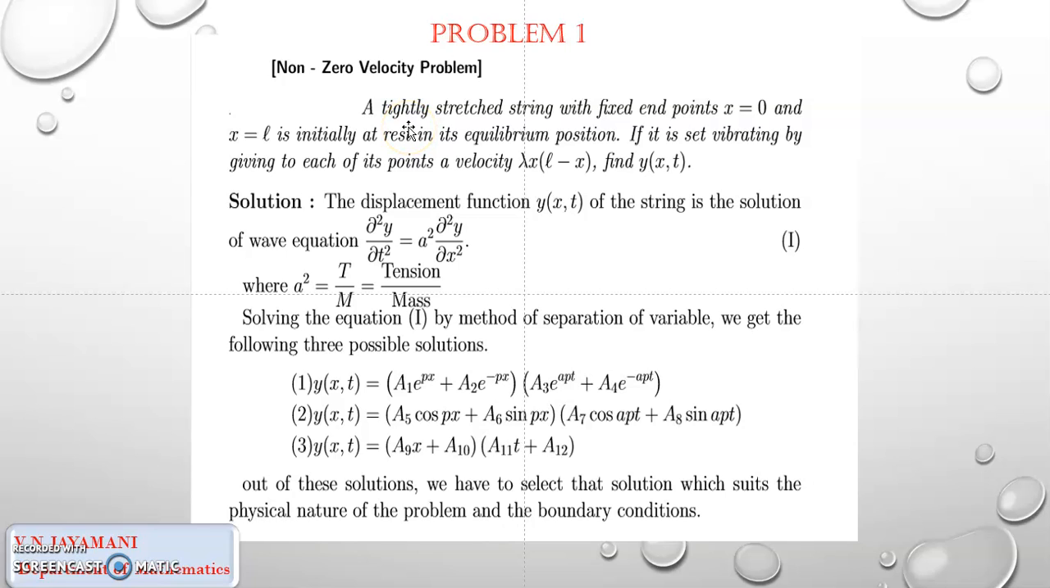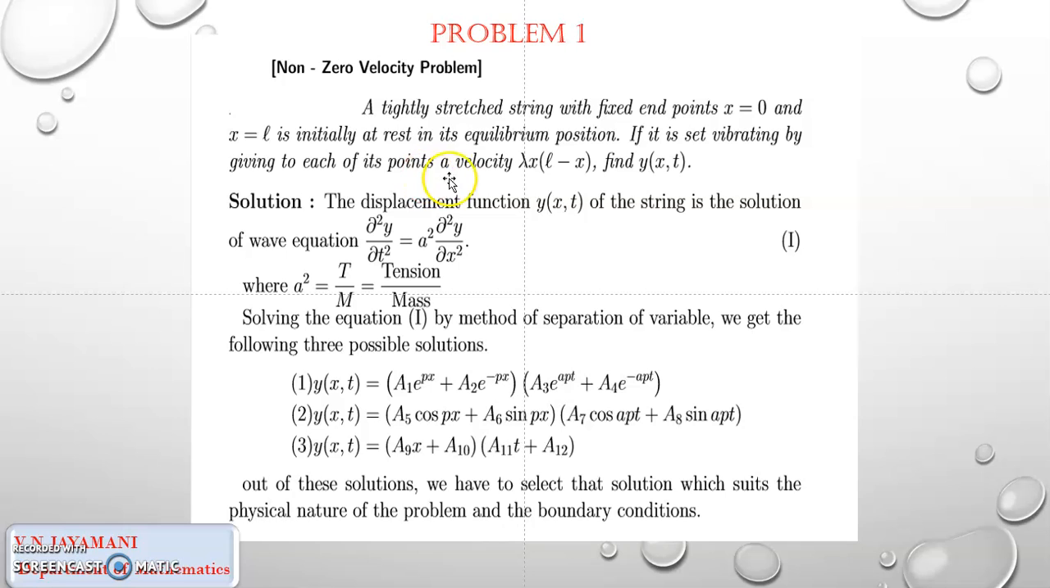A tightly stretched string with fixed endpoints x equal to 0 and x equal to L is initially at rest in its equilibrium position. If it is set vibrating by giving to each of its points a velocity lambda x into (L minus x), find y of x comma t.